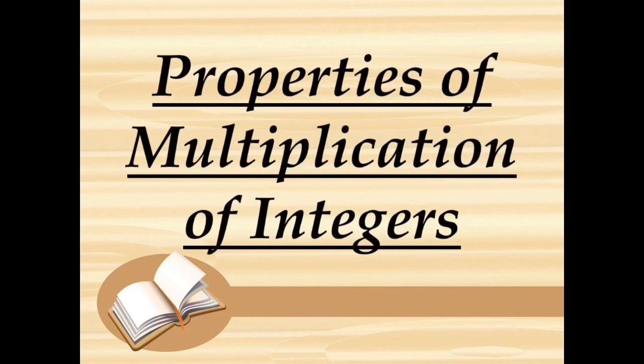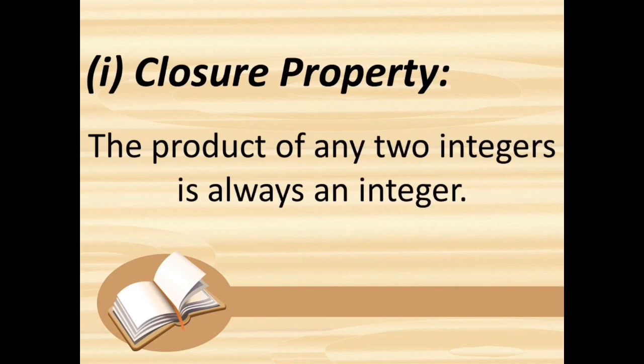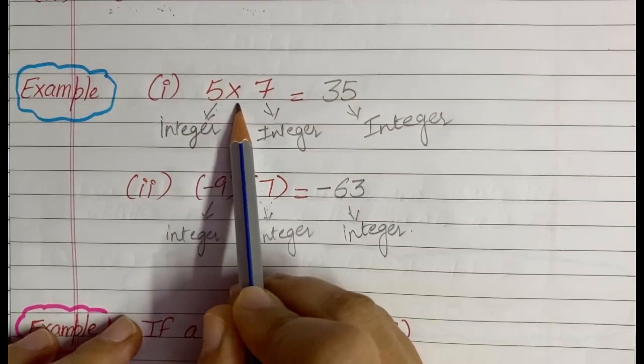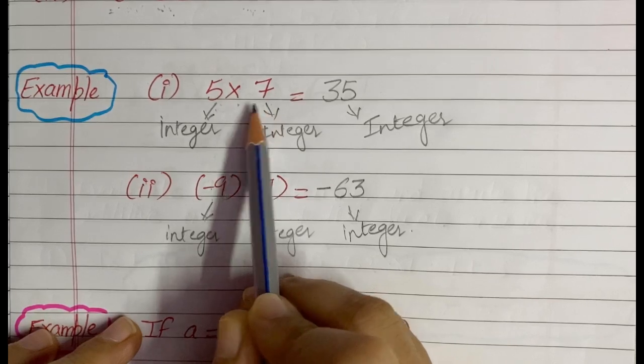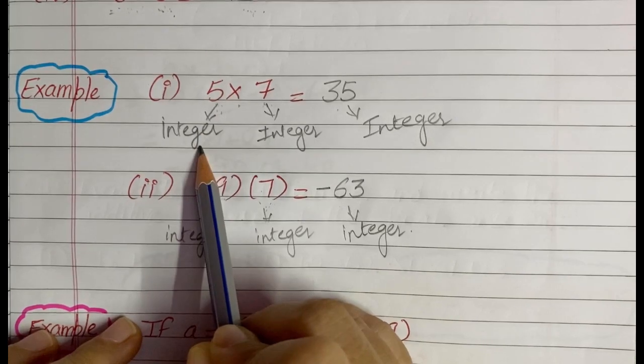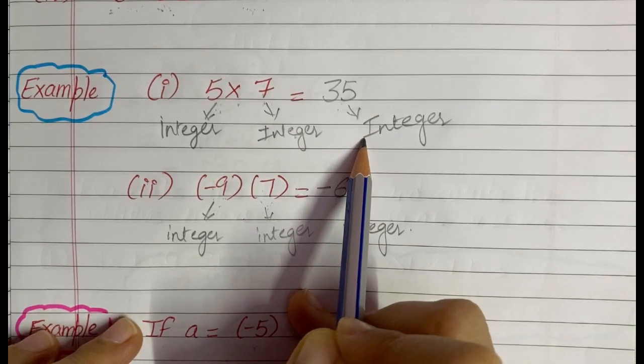Now properties of multiplication of integers. The first property is the closure property. It says that the product of any two integers is always an integer. Now students, let us see with the help of an example. The first example is 5 multiplied by 7. You know that 5 sevens are 35, where this 5 is an integer, this 7 is an integer, and this 35 is also an integer.